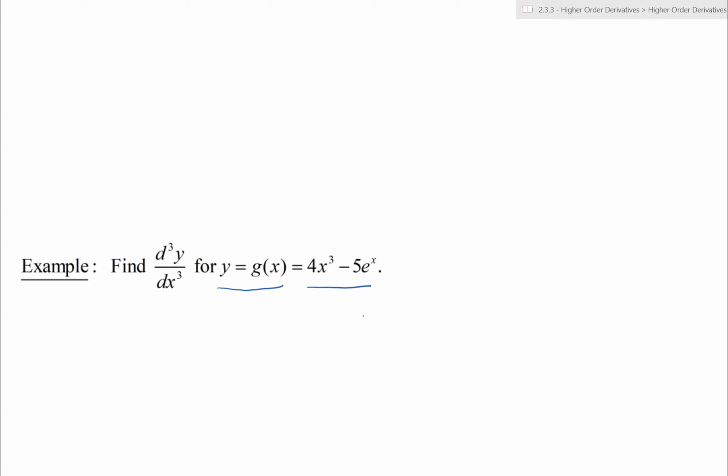Coffee sip. Hold on one second. Okay. So let's do this.